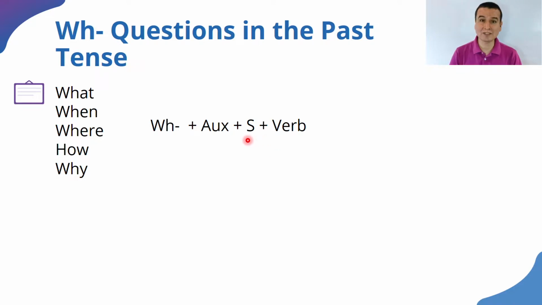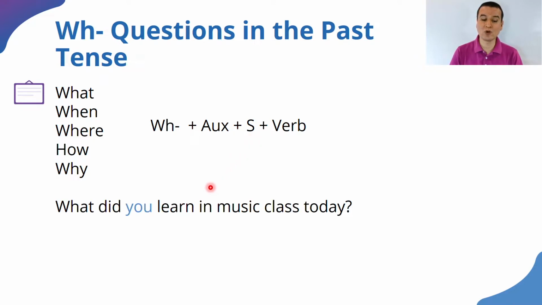Remember that the subject following the auxiliary is what makes a question in general. So we would say, what did you learn in music class yesterday? Because we already used the auxiliary did, we don't need to put that verb learn in the past form because we already have a past form in the sentence. What did you learn in music class today?